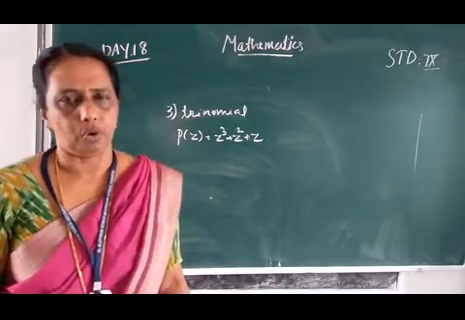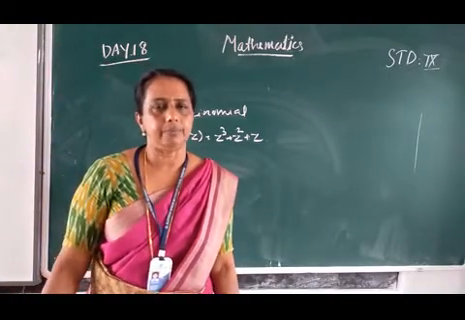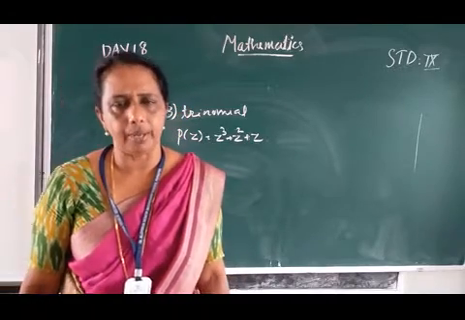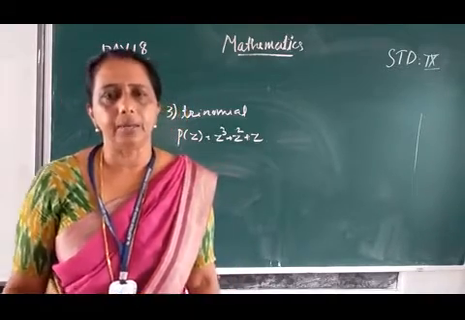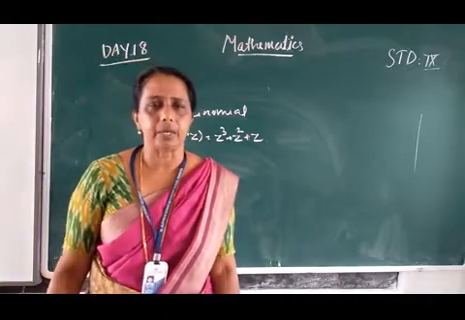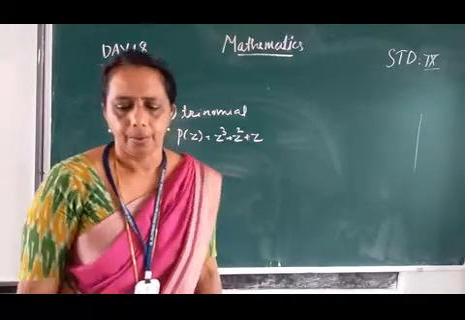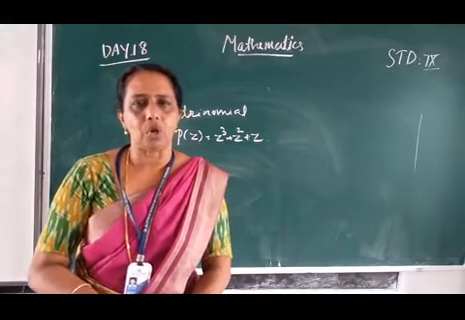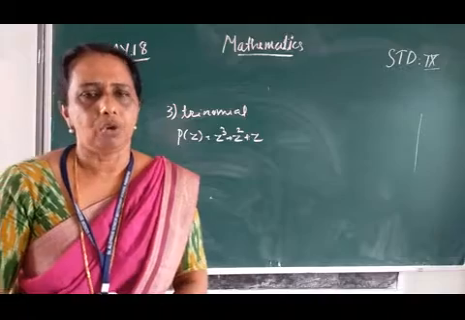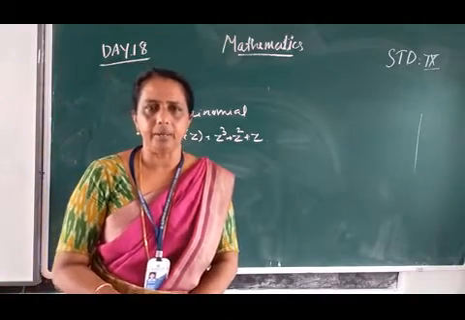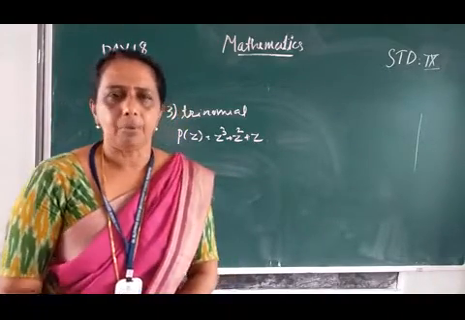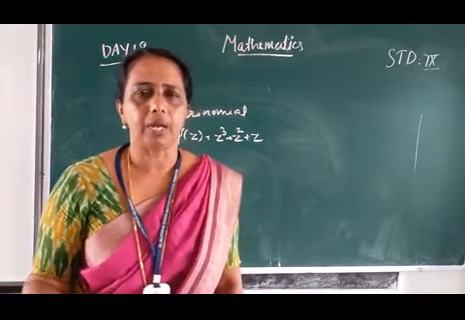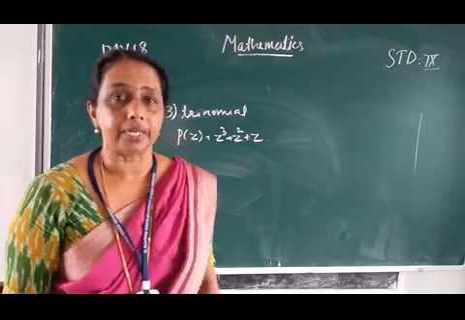That is the classification of polynomials based on its terms. A polynomial having only one term is called a monomial, a polynomial having two terms is called a binomial, and a polynomial having three terms is called a trinomial. Okay?